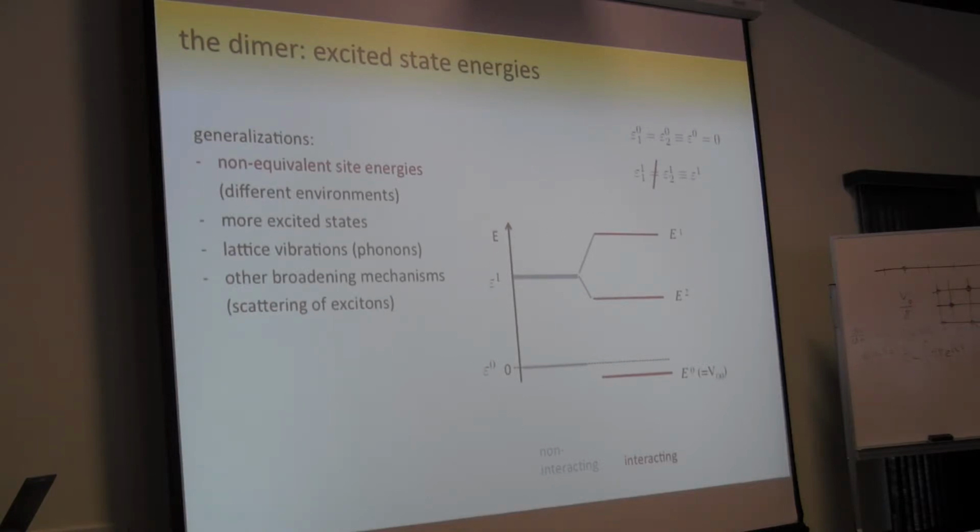You can include more excited states. This gets already a little bit more dirty, of course. And of course, lattice vibrations will change the picture. Essentially, it will also broaden your peaks and so on in the absorption spectrum. And you have not only lattice vibrations, but in general, quite a few broadening mechanisms. In general, they are related to scattering, or you can think of these broadening mechanisms as scattering of the excitons from all kinds of different perturbations.